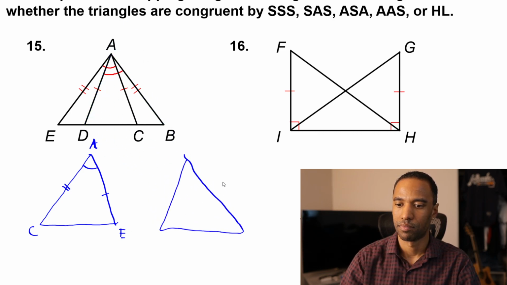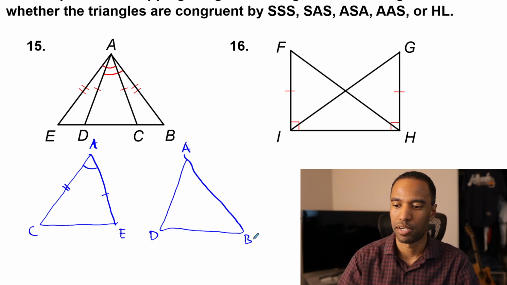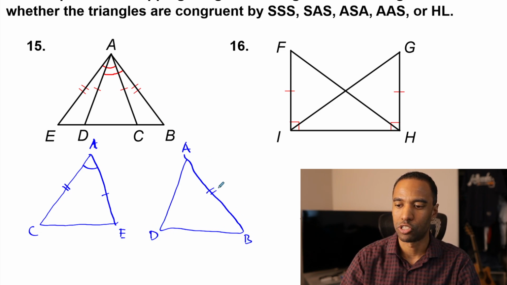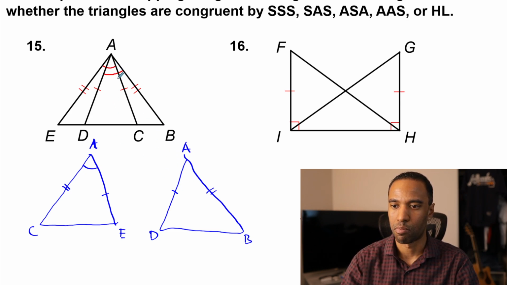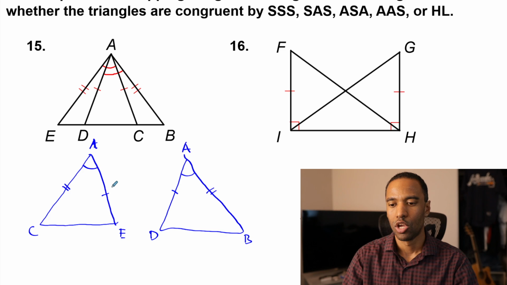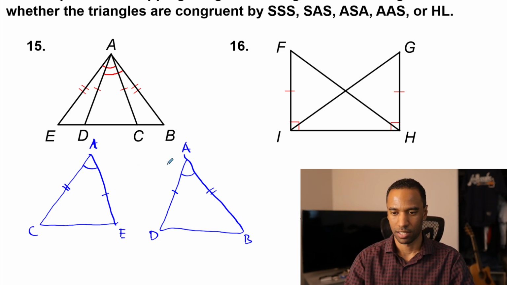I don't know if I'm corresponding parts when I say ACE with ADB. But in ADB, I have a two tick mark on AB, a one tick mark on AD, and then this mark right here for angle A. We indeed have side, angle, side for these two triangles.